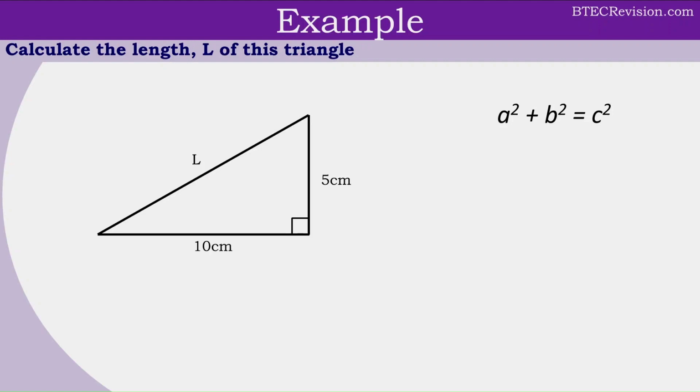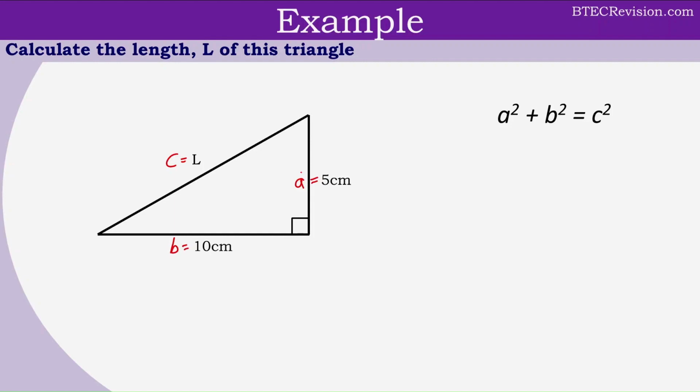Now, let's take a look at this example. Pause the video here and attempt this question. The first step we should take is to label our diagram. Now, we can choose 5 to be either A or B. It doesn't matter which way around. The most important thing here is the longest side should be C. So we know our C value is equal to L, which is what the question is asking. And we'll take 5 centimeters to be equal to A. We'll take B is equal to 10 centimeters.